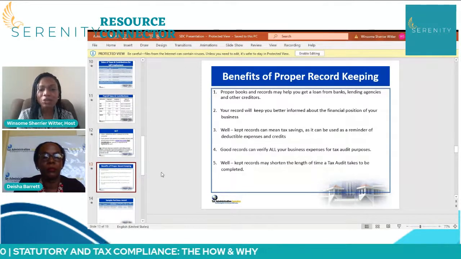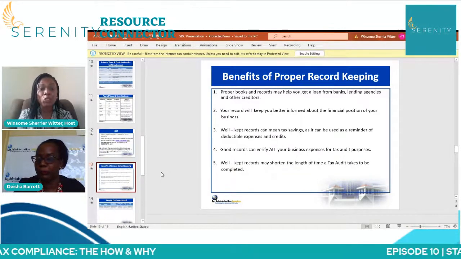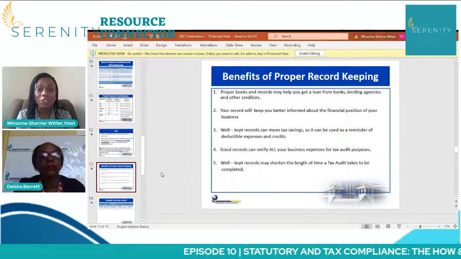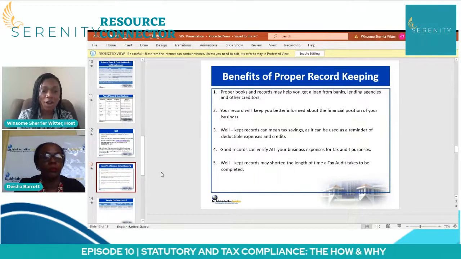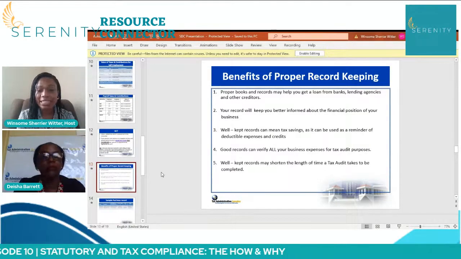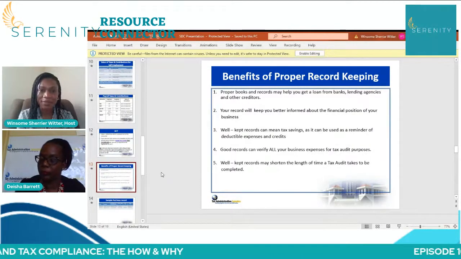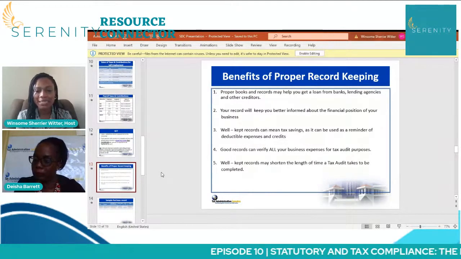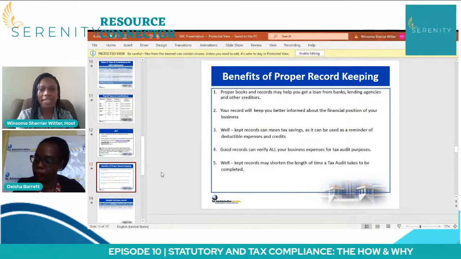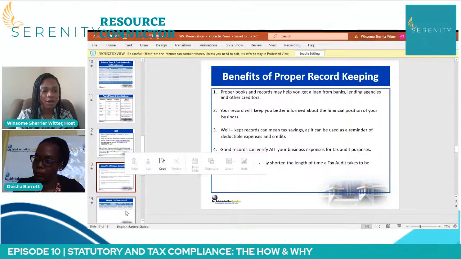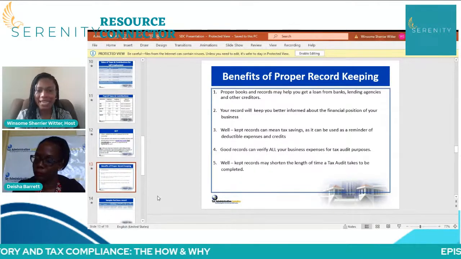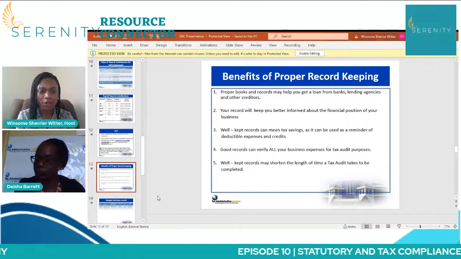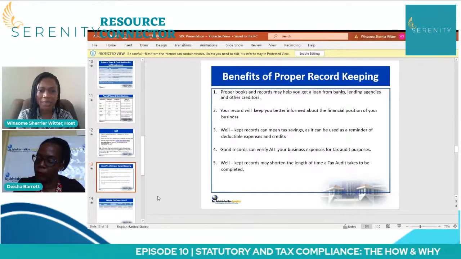Three, well kept records can mean tax savings, and I'm sure we all love that, as it can be used as a reminder of deductible expenses and credits. Four, good records can verify all your business expenses for tax audit purposes. Five, well kept records may shorten the length of time a tax audit takes to be completed. And the audit can be done at any point once your business, your operation is selected for an audit.